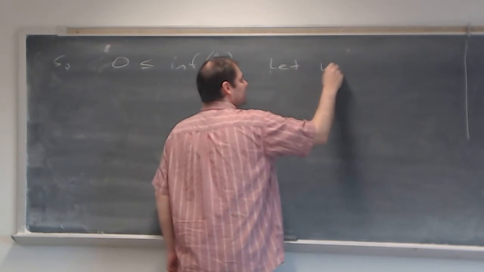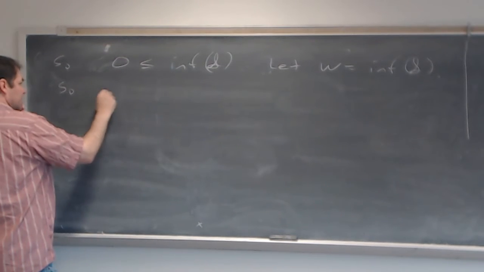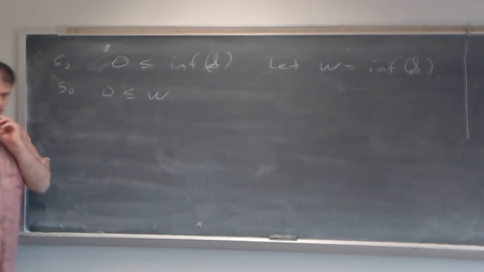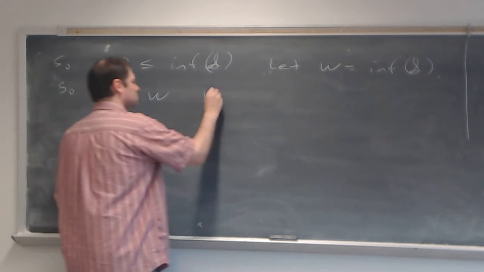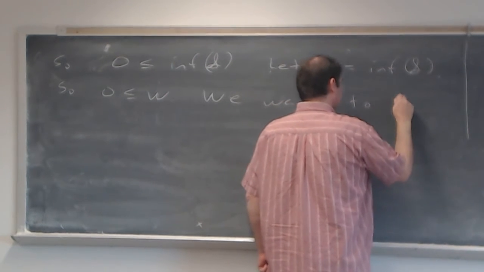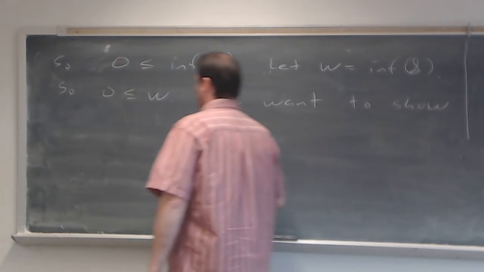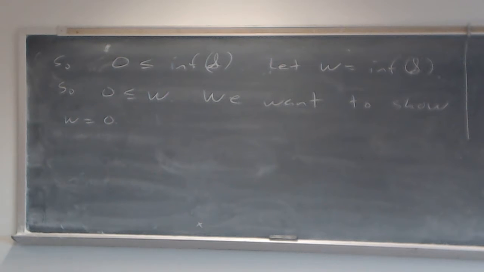Just for notation's sake, let's let W, that's what the book uses, equal the infimum of S. So what we're saying here is that W is greater than or equal to 0. But what we want to show is that W is equal to 0. That was the conclusion of the theorem, or corollary. Okay, well, here's the way we can do this.